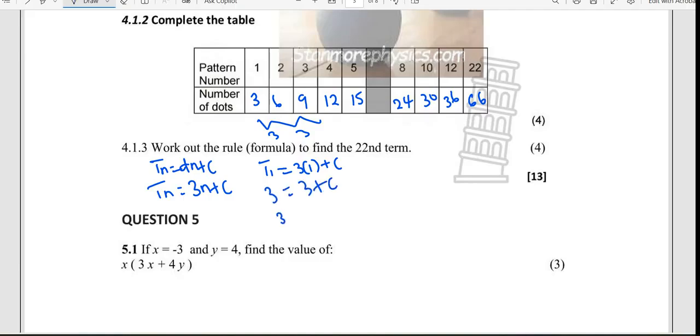I'll take this to the other side. It's going to be 3 minus 3, and then 0 is going to be C. Therefore, my Tn is going to be 3n plus 0. Then for T22, where there is n, I'm going to put 22. It is 3 times 22, and the answer is 66.